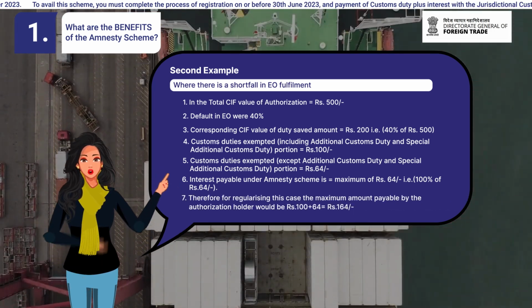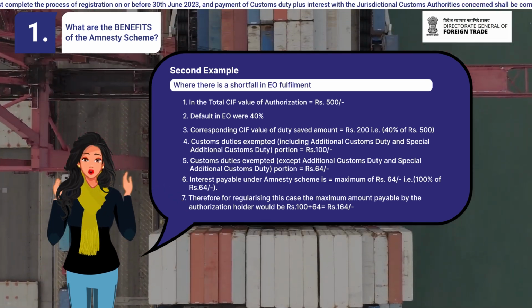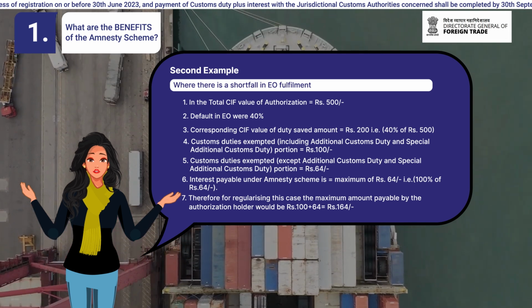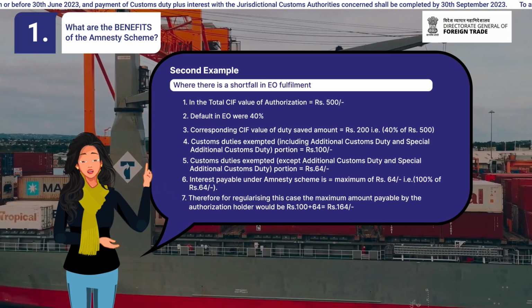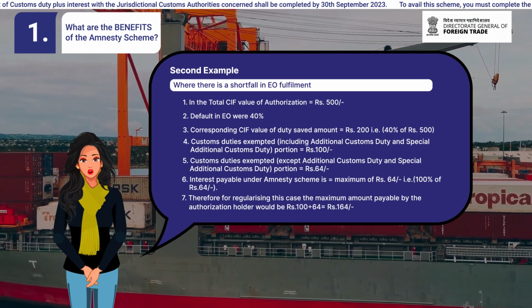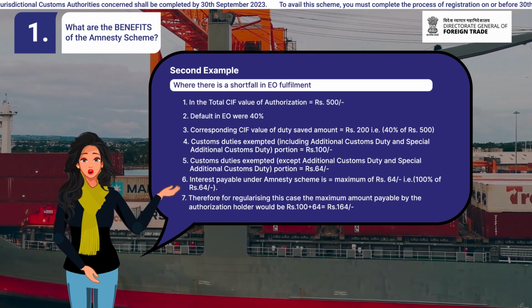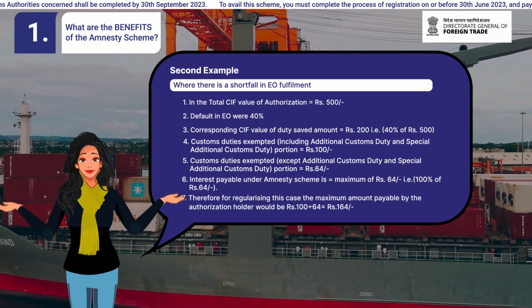Therefore, for regularizing this case, the maximum amount payable by the authorization holder would be ₹100 plus 64 is equal to 164. The above example shows how the Amnesty Scheme provides a window for exporters to save their interest liabilities on long pending defaulted authorizations.